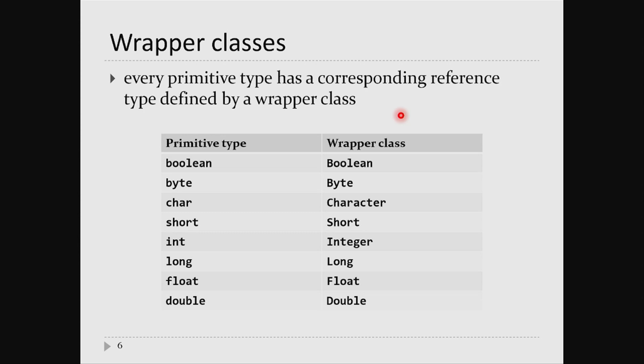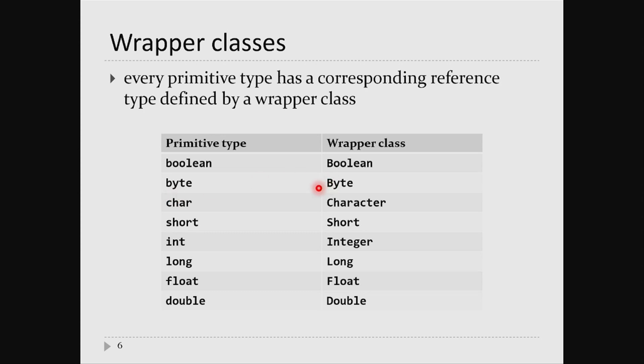Now, to get around this problem, obviously a lot of people are going to want to have lists of floats or doubles or ints or things like that. So to get around this problem, what the designers of the language did is they created a corresponding reference type for every primitive type. So corresponding to little b boolean, there's what's called a wrapper class called big B Boolean. Corresponding to the primitive type little b byte, there's a wrapper class called big B Byte.